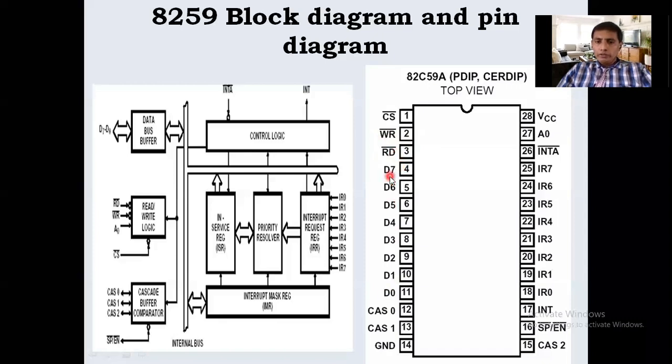Then D0 to D7 are the bidirectional data lines, and these lines are used to transmit data between the 8259 data bus buffer and the 8086 data bus.